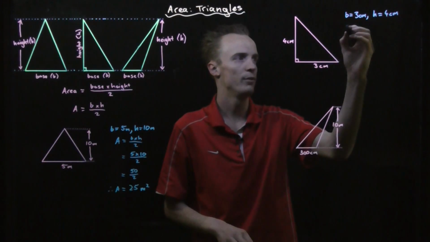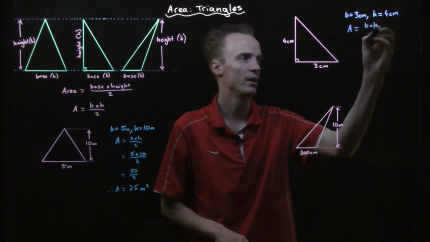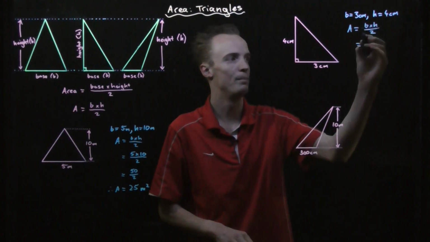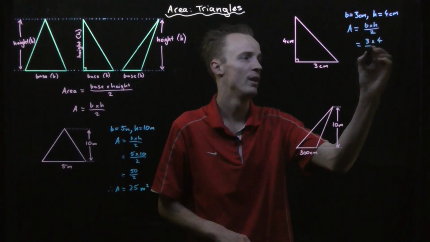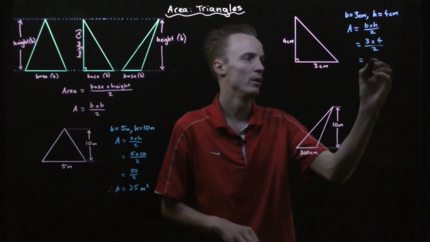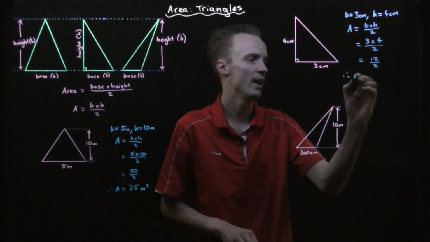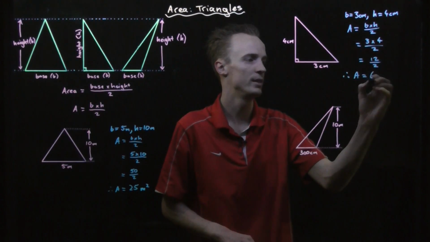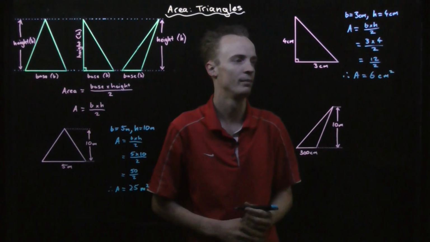So now we write the formula for the triangle down of area equals base times height divided by 2. And we substitute our values into the formula. So our base is 3 centimeters, our height is 4 centimeters, and that is all going to be divided by 2. Now 3 times 4 is 12 divided by 2. So therefore, our area is going to be 12 divided by 2, which is going to be equal to 6, and our units is centimeters squared.